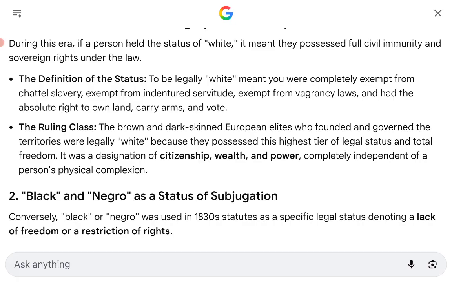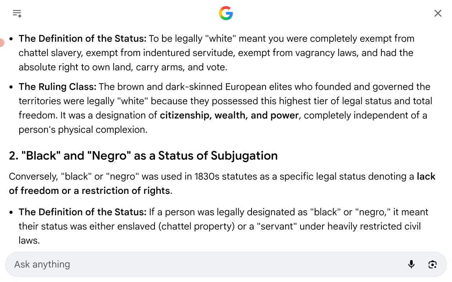So you got to understand that it had nothing to do with somebody being African descent or dark skin, pale skin, and European. It had nothing to do with that. During this era, if a person held the status of white, it meant they possessed full civil immunity and sovereignty rights under the law. The definition of status to be legally white meant you were completely exempt from chattel slavery, exempt from indentured servitude, exempt from vagrancy. Remember the vagrancy laws they try to use. Exempt from vagrancy laws and had the absolute right to own land, carry arms, and vote. This had nothing to do with being pale-skinned and European. Dark-skinned people had the same rights.